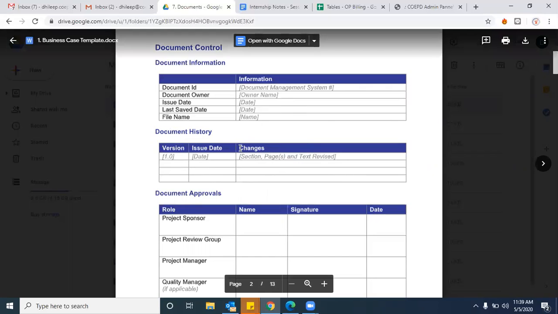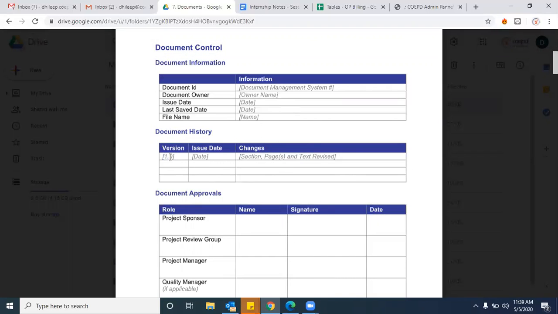Dilip, I got what exactly the document history is, but why would we have different versions of the document? I'll tell you why, which is a very important thing.